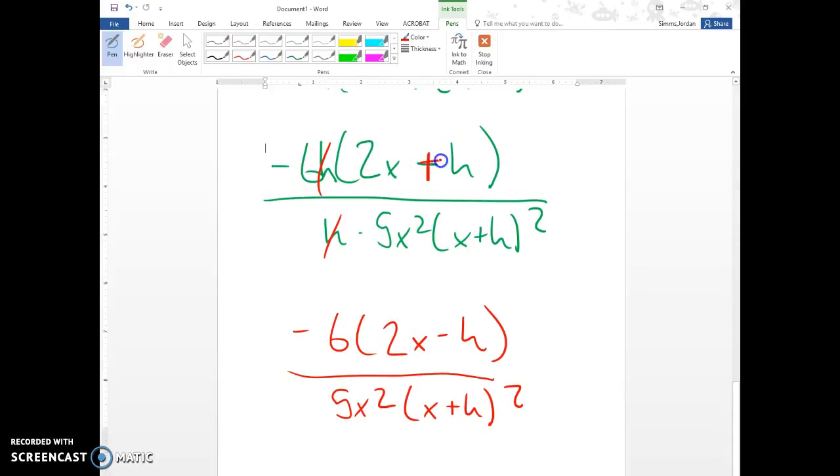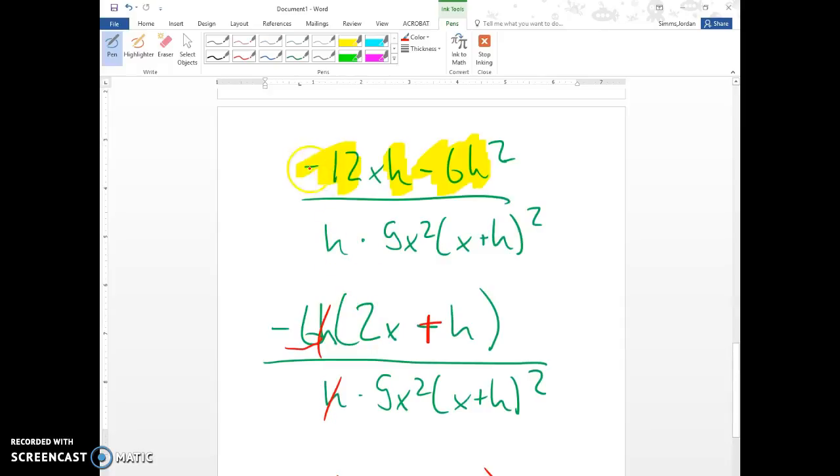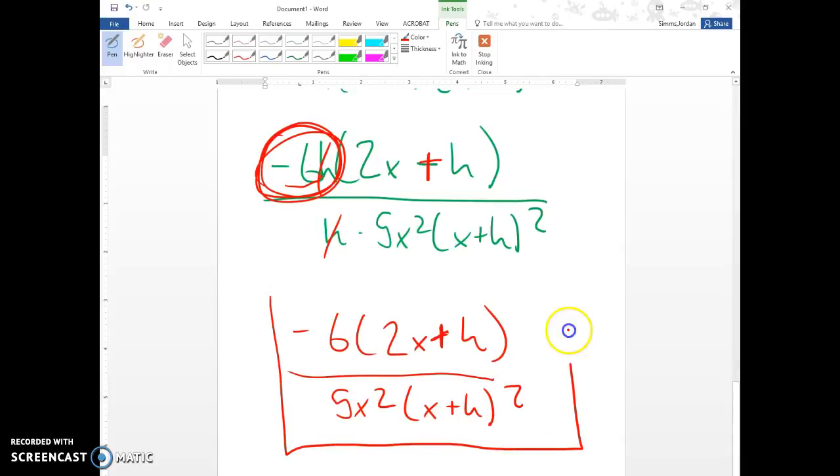One thing, that should be a plus. I messed that up there and didn't catch that. Remember, because I factored out a negative 6, that should be a plus, because negative 6 times h would give me negative 6h. So there it is. Nasty one.